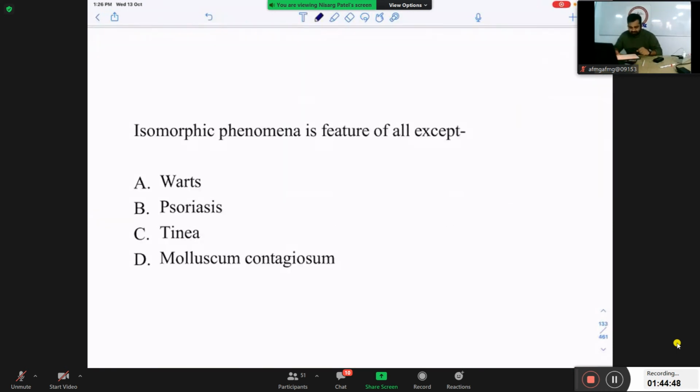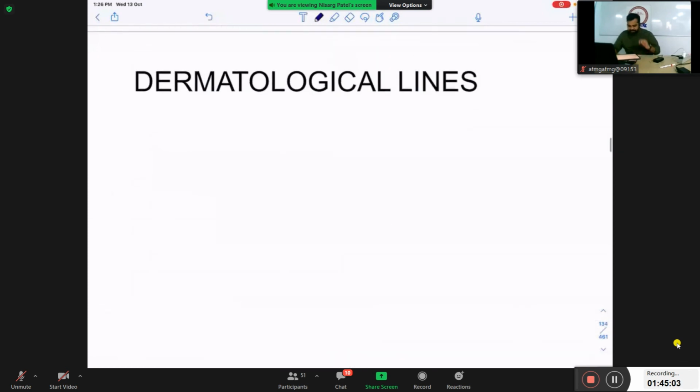Now you can identify what is the answer. Isomorphic phenomenon is a feature of all except. Answer is tinea. It is not a feature of tinea. We will discuss dermatological lines.